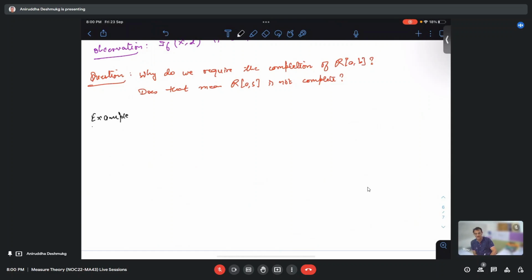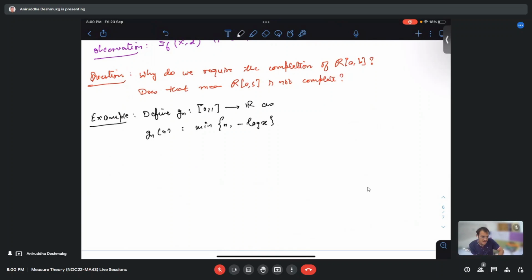Let us look at this particular example here. Let us define Gn from 0 1 to R as gn(x) equals, I'll directly write it, minimum of n comma minus log x. So the first question is, how do these functions look? Let us try to figure out at least a few elements of this sequence. Let us try to write g1, g2, g3, and perhaps g4. We will get an idea how these functions look.